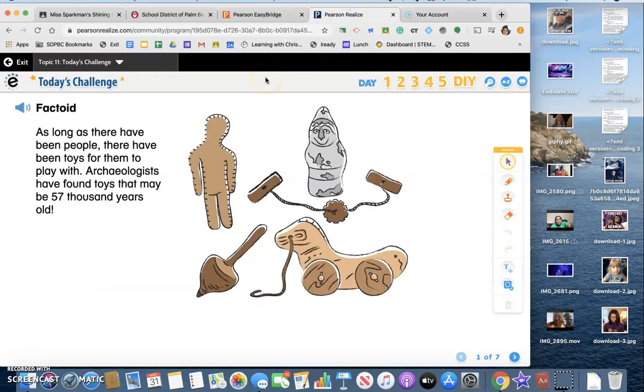Good morning. This is 11.4, using addition to subtract tens. So the first thing we're going to do is today's challenge.